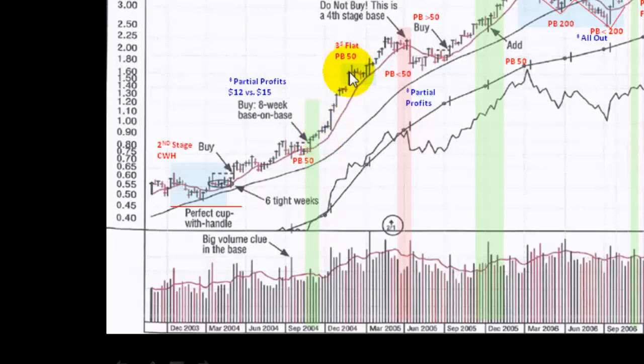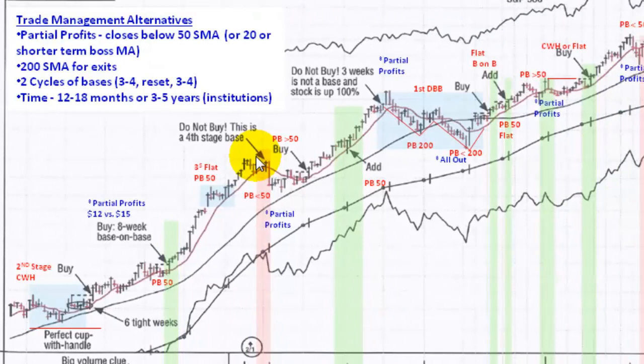Has this nice run up before it consolidates again into another flat base and pulls back to the 50 with another strong bounce with good volume and good closes. Another place you could add. Rises, then starts to form a 4th stage base. Now you're not going to add at this 4th stage base because 90% of bases that are in the 4th stage or higher fail. And this one does.